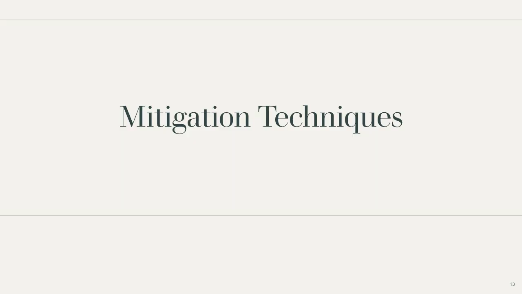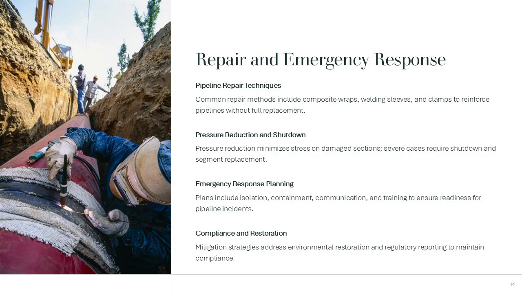When anomalies are detected, mitigation strategies restore integrity and minimize impact. Mitigation involves implementing corrective actions to restore pipeline integrity after detecting anomalies. Common repair methods include composite wraps, welding sleeves, and clamp installations, which provide structural reinforcement without requiring full pipeline replacement.